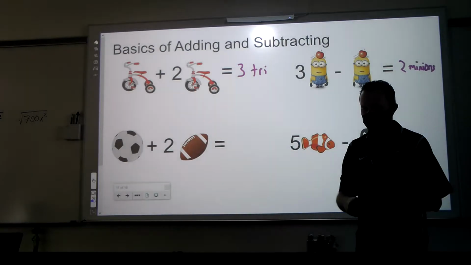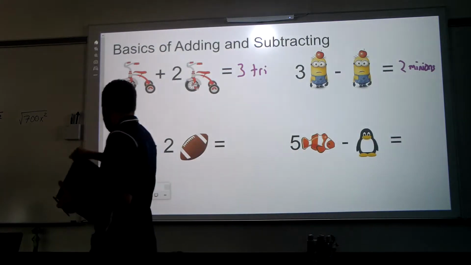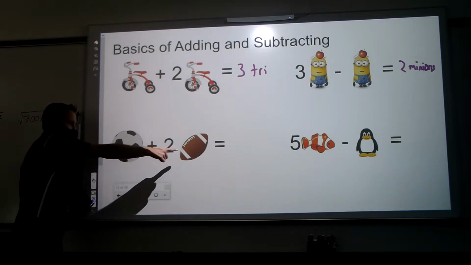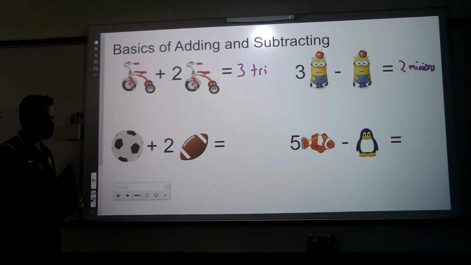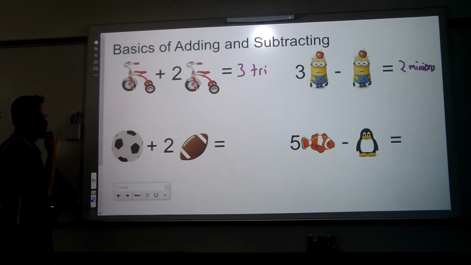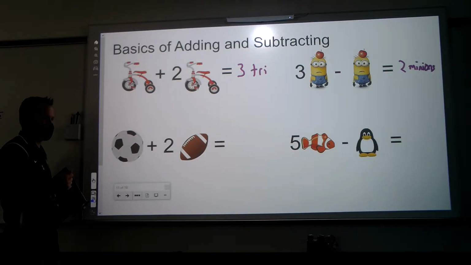Okay, let's go to this next one here. Emily, what about this? What's going on here? Well, what's this? Can you combine those? 3 what? So I guess you could say they're all balls, right? This is a football and that's a football, right? But are they the same? So what do we do if they're not the same? Just let it be, right?